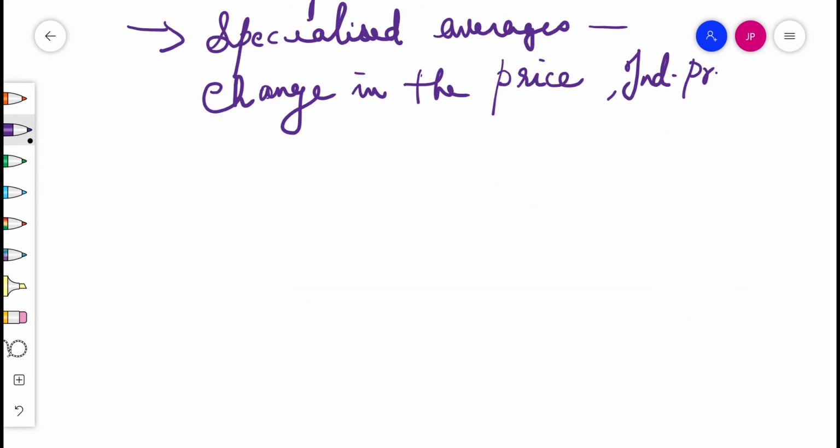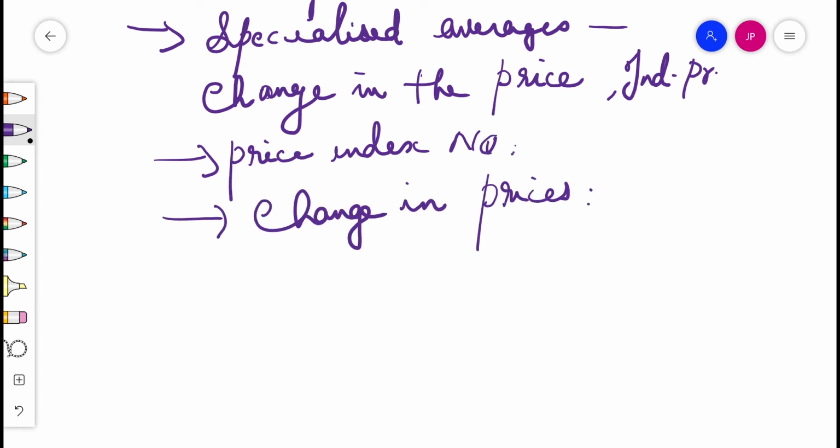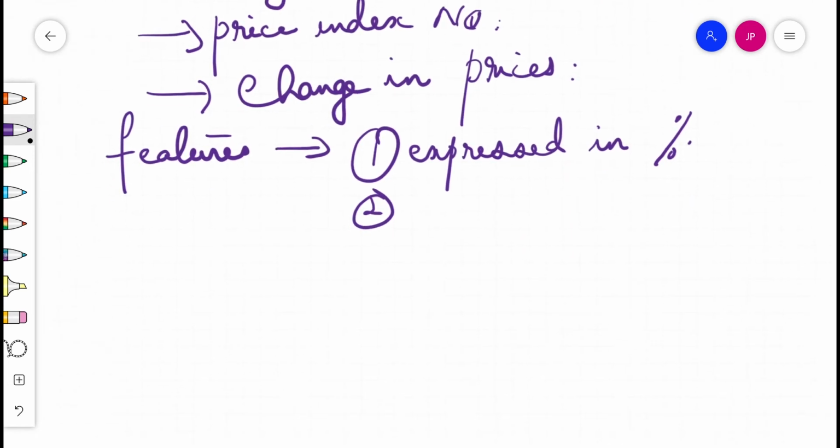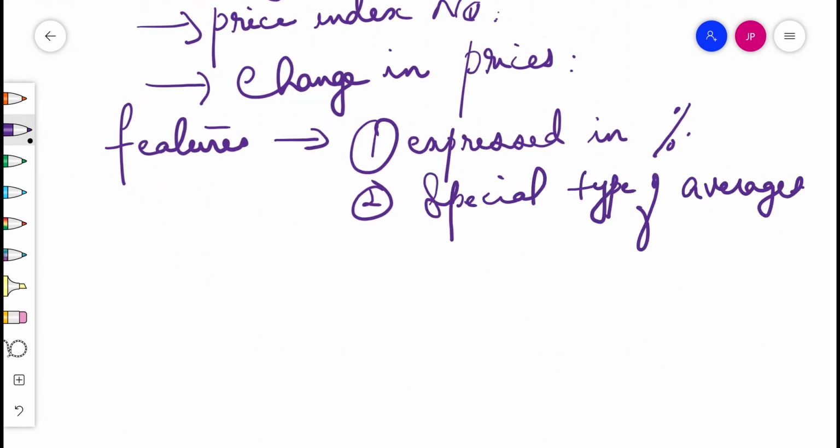Price index numbers are commonly used. It measures relative change in prices over two or more different time periods. What are the main features of index numbers? They are expressed in percentages, special type of averages. They measure the effect of change over a period of time.